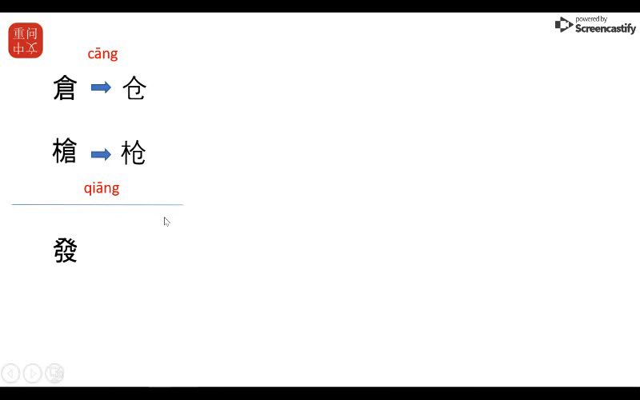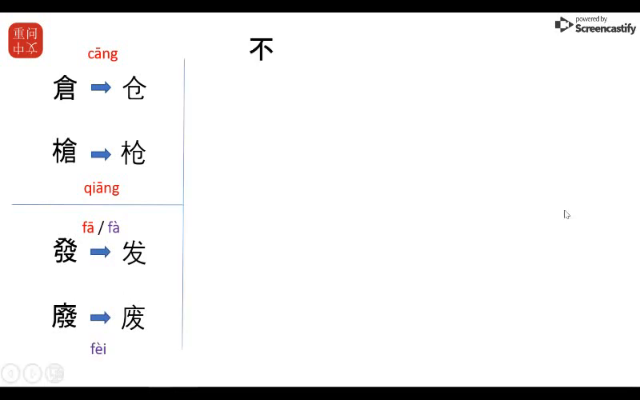And lastly, we have the character Fa or Fa, depending on which character it's replacing. And it's also used in other characters such as Fei, like worthless. Next, we'll look at this Bu, which has replaced several different character elements, not particularly related to the original pronunciation or meaning of Bu.